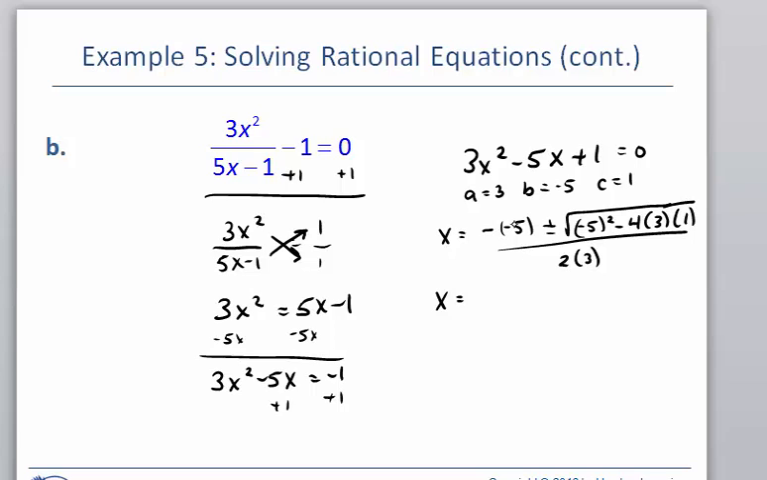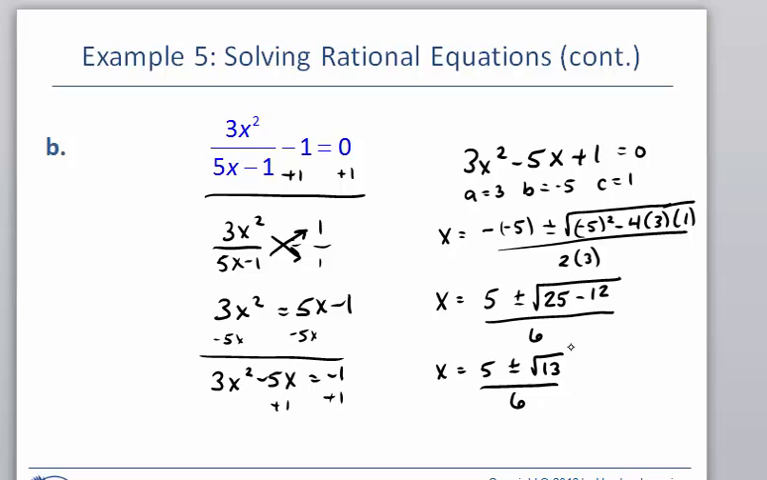As we simplify it, negative 5 becomes positive 5. Negative 5 squared is 25. 4 times 3 times 1 is 12. 2 times 3 is 6. So we have x is equal to 5 plus or minus the square root of 13 over 6. And these two solutions are solutions to our rational equation.